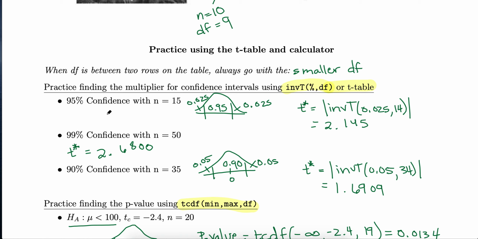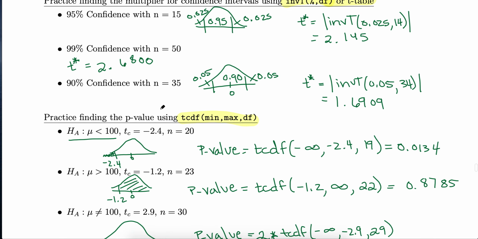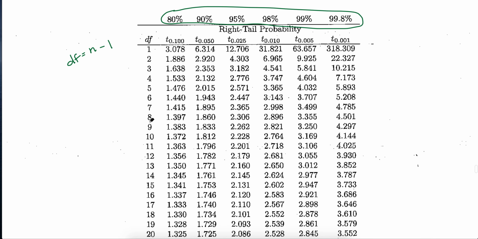So let's revisit a couple of these. This one was 95% confidence. Our degrees of freedom was 14. So let's check it out over here. Our degrees of freedom are 14, and we're going to go over to the third column because that's 95% confidence. So we get 2.145, which is exactly what we got on the calculator.